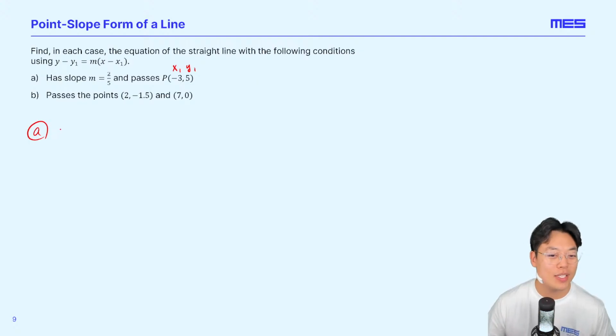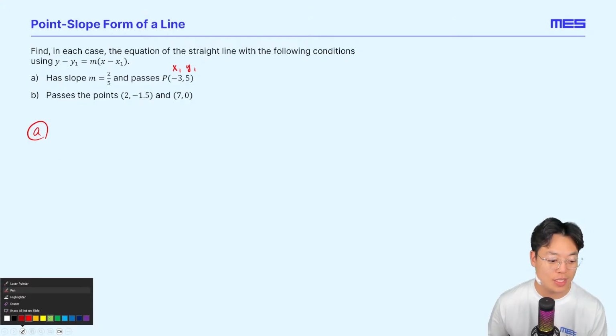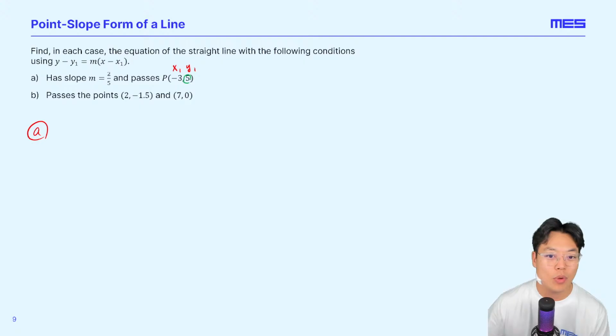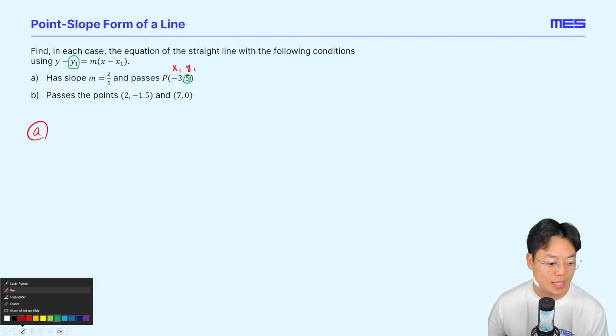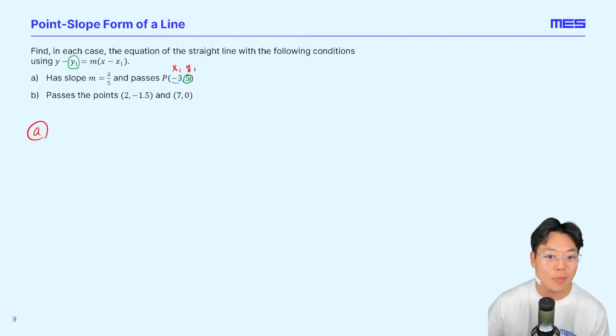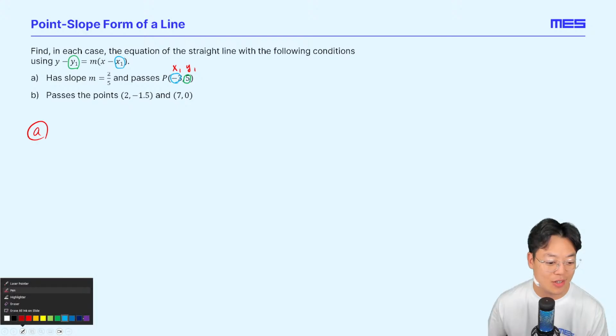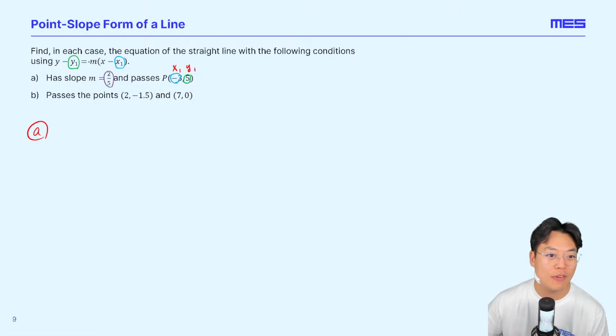I'll start it off for us. I'll color code to start it off. Y sub 1 is 5, so that's what's going to go in for this y sub 1. Then we have x sub 1 is negative 3. That's what's going to go right here, negative 3. And last but not least, our slope is 2/5. That's what's going to go right here. And I'm just going to substitute here. That's all I'm going to do. Just substitute, plug and chug.